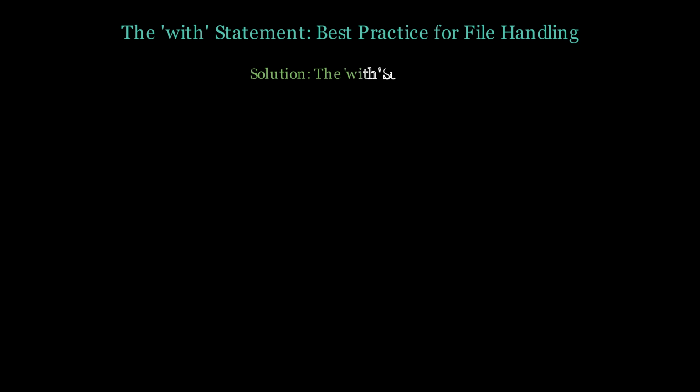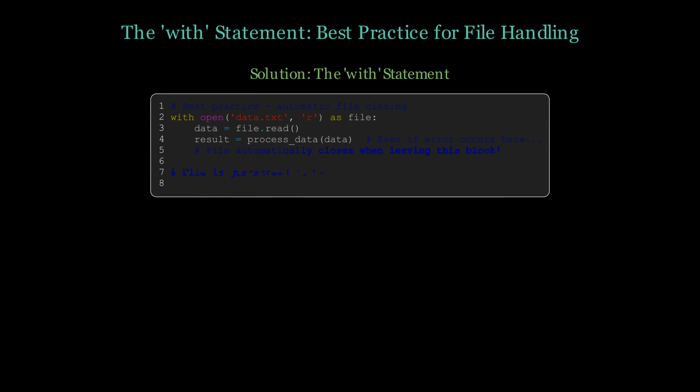The with statement solves this problem elegantly. It automatically closes the file when you exit the with block, whether normally or due to an error. The as file part creates a variable you can use to work with the file. This is Python's recommended approach for all file operations.